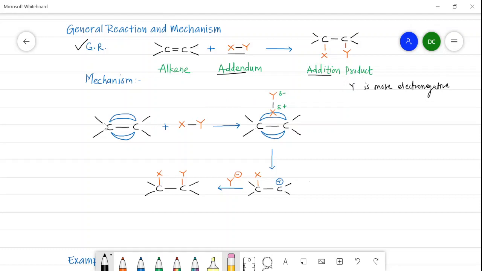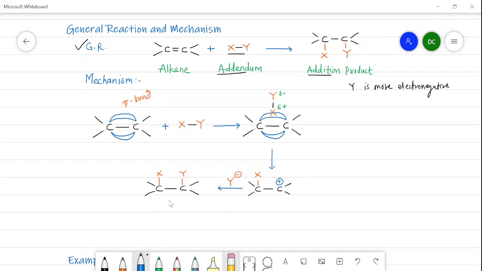Now, in the mechanism, what happens? This is the alkene molecule. Here, there is a carbon single bond carbon, that is the sigma bond. And these are the pi bonds. They are formed by the sidewise overlap of the p orbital present on each carbon. So here it is nothing but the pi bond, and we know that the pi bond is the reactive site in case of alkene as well as alkyne.